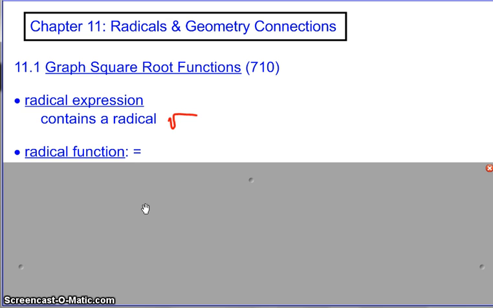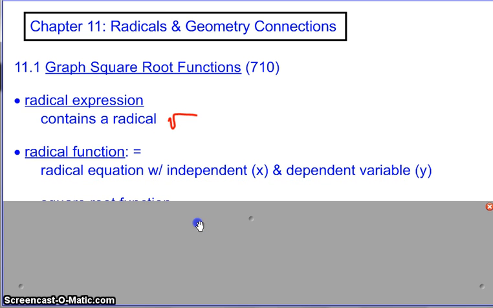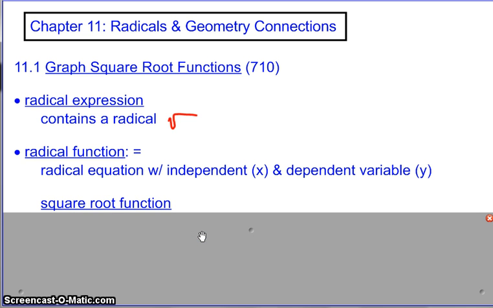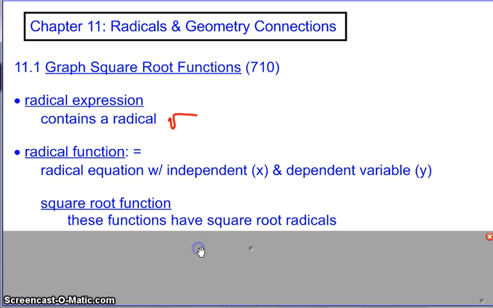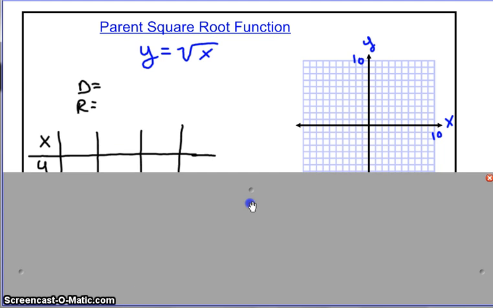A radical function then has a radical expression in it. It has your independent and dependent variables with a radical in it, as we were just saying. But today, and in this chapter, we're just going to focus on square root functions, which are radical functions, just taking square roots. So we're going to have the parent square root function highlighted in your notes so that we can draw comparisons to it. This has not been completed. We're going to do it together.